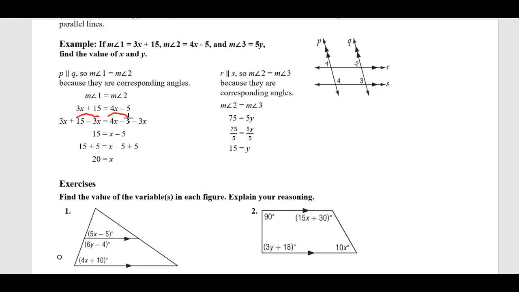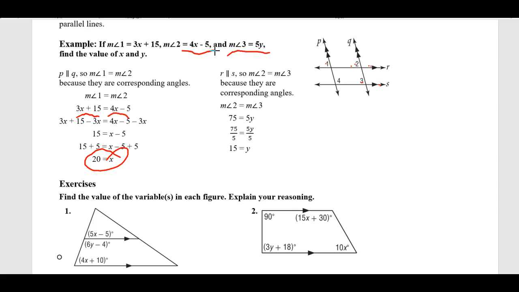And then we're just solving an algebra equation. And then what happens next, we get x equals 20. Well, we're going to need that x equals 20 for the next part because we have to find y. And they told us that angle 3 is 5y. Well, again, if I look at these parallel lines here, I can see that angle 2 and angle 3 must be equal because they're corresponding. But if I use angle 2, the way they give it to me, 4x minus 5, I really won't be able to solve the equation.